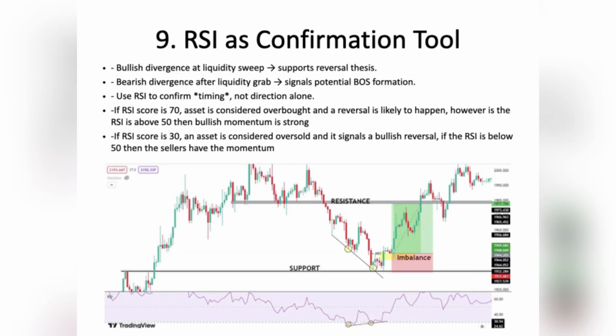A key confirmation is when the RSI makes a higher low while price makes a lower low. This is a bullish divergence, suggesting weakening selling momentum right after a sweep of liquidity. This often precedes a strong move back in the opposite direction. It helps us confirm that a structural shift is backed by momentum.